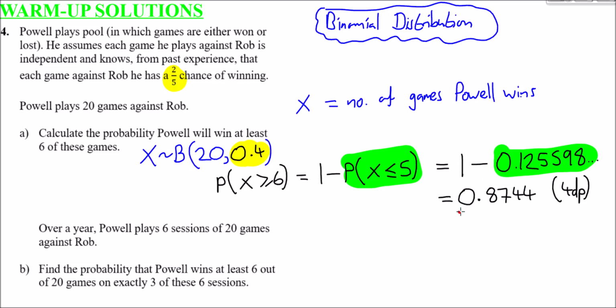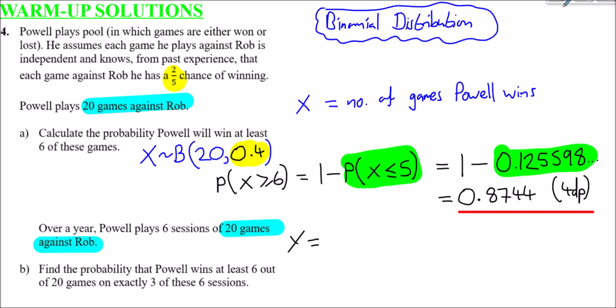Part B, this is like a binomial within a binomial. It says over a year, Powell plays 6 sessions of 20 games against Rob. Now we've already worked out what it is for playing 20 games and winning at least 6. So for part B, we need to find the probability that Powell wins at least 6 out of 20 games on exactly 3 of these 6 sessions. So now it changes. I'll go for variable Y this time so it's not duplicating what we've used before.